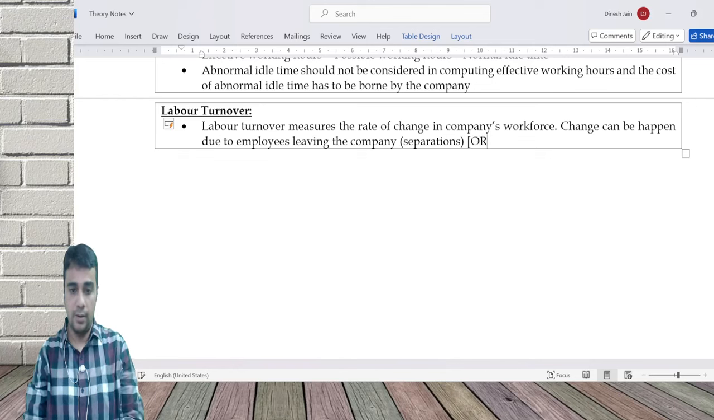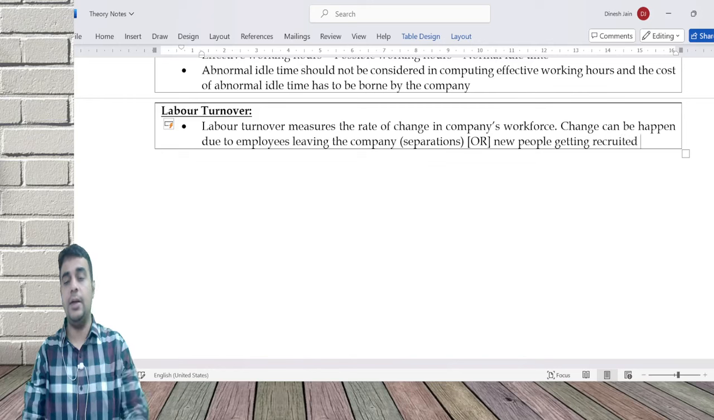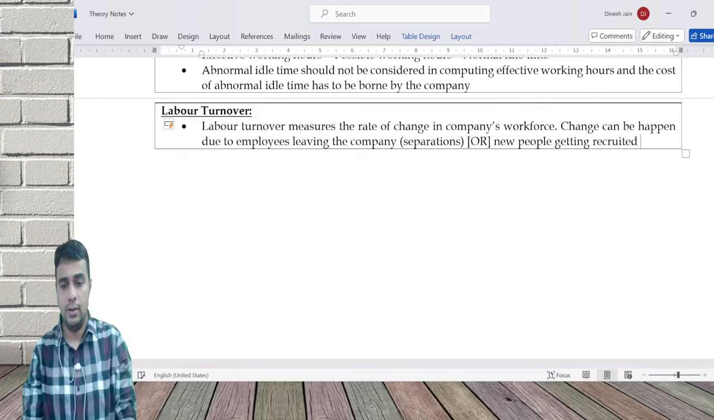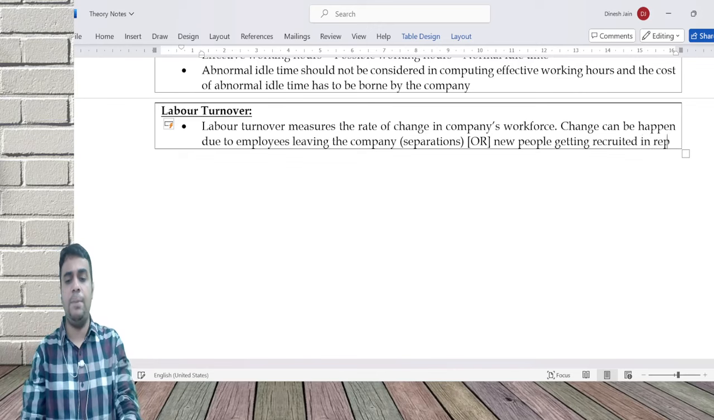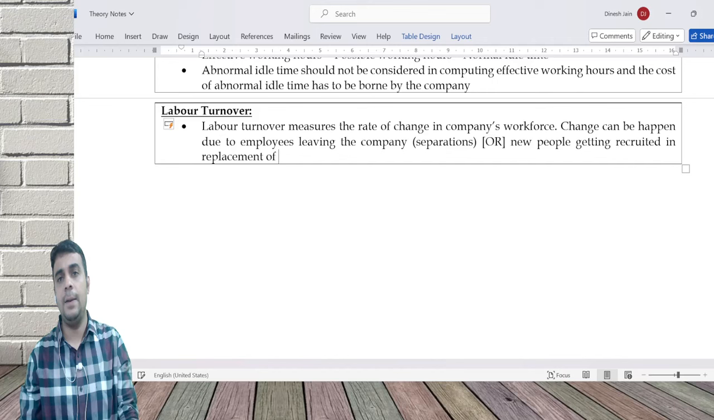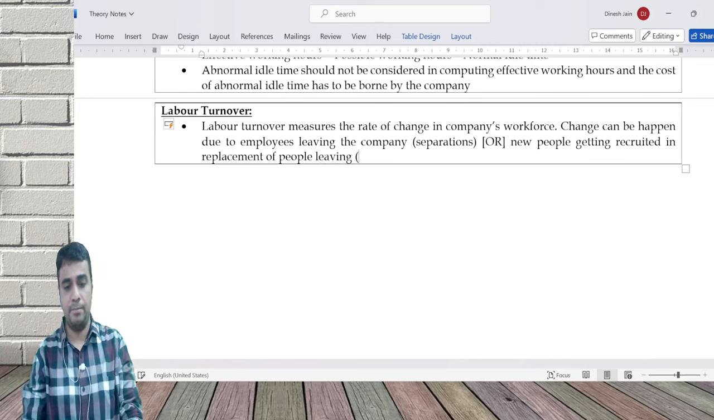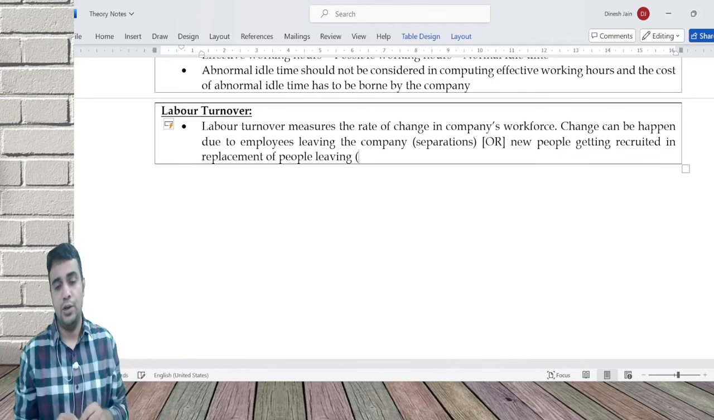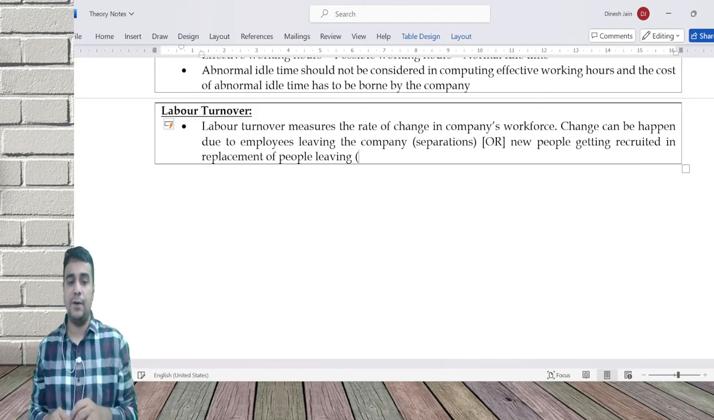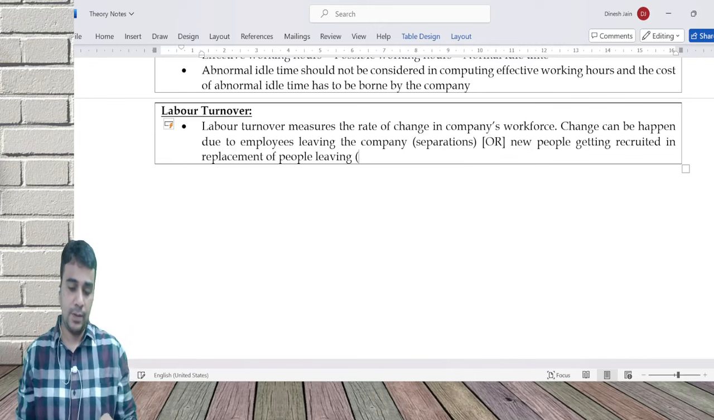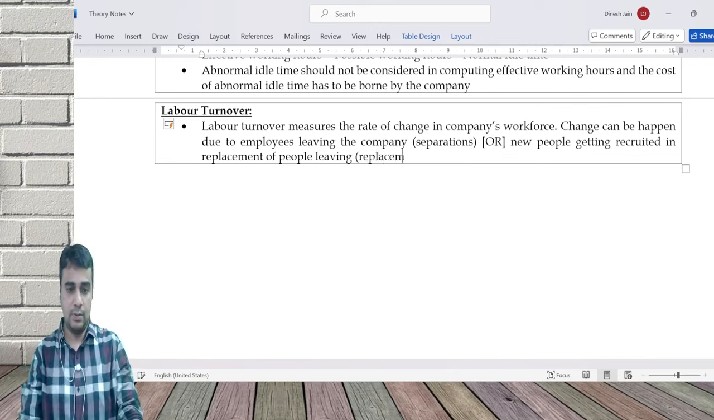Or new people getting recruited in replacement of people leaving. It's called replacement.